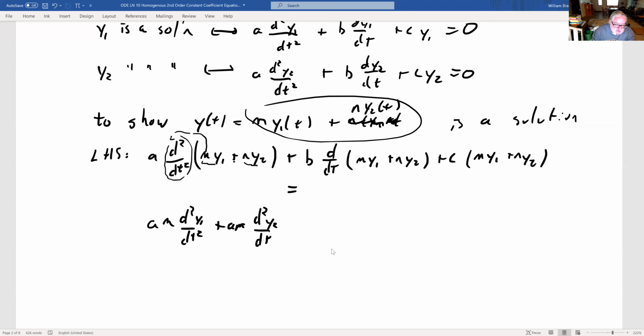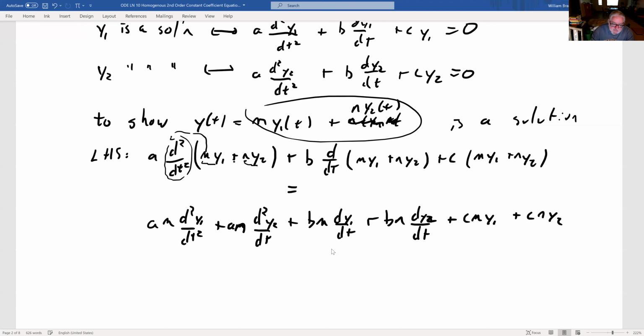And that should be a times n, because that's an n, plus b times m times the first derivative of y1 plus b times n times the second derivative of the first derivative of y2 plus c times m times y1 plus c times n times y2.